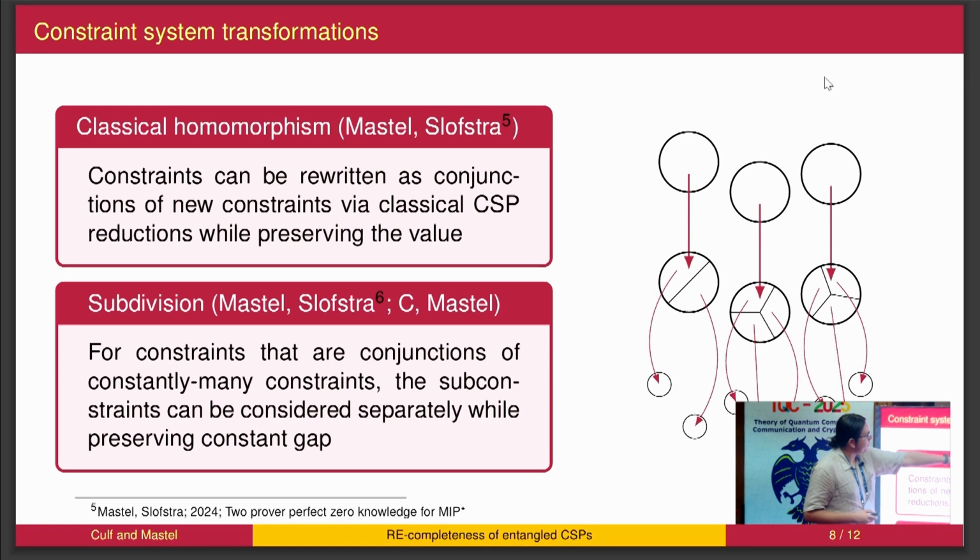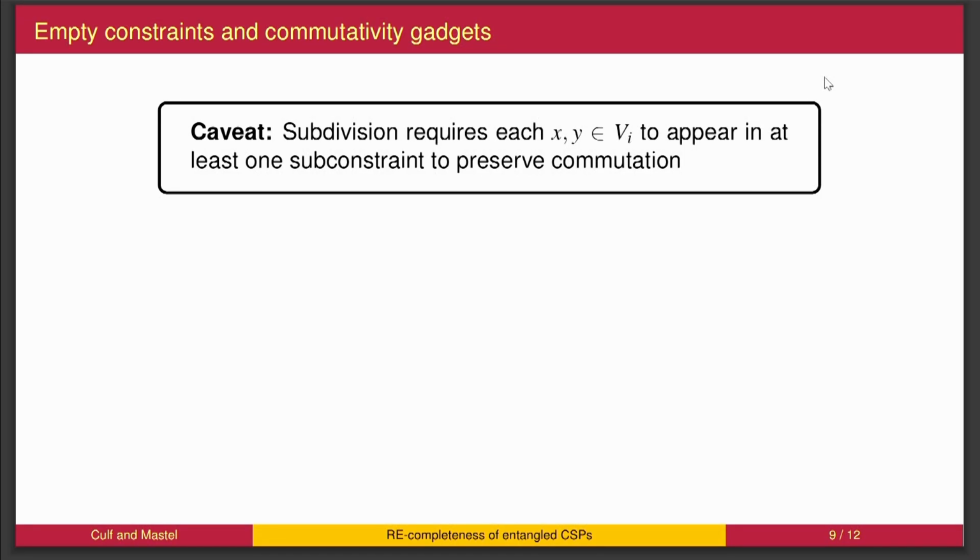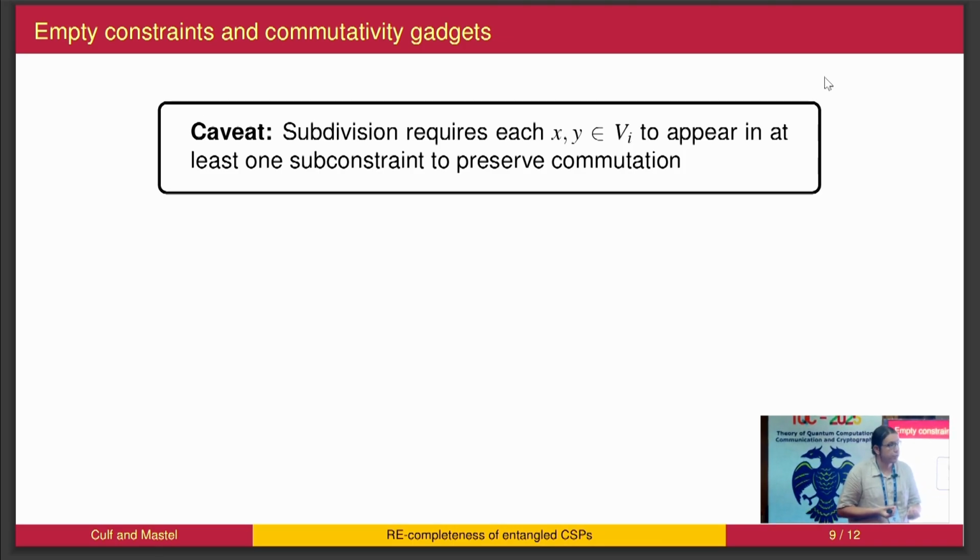So that looks like this. We've reduced from constraints of general form to constraints that have a specific form as conjunctions of constraints from a fixed CSP, and now to single constraints from the CSP. So we're working at the level of the CSP language at this point. However, for the second reduction, the subdivision reduction, there is an important caveat. For a single constraint, we know we need to have commutation between all the variables of the constraint. In order to guarantee an approximate version of that in this subdivided constraint system, we need to make sure that every pair of variables appears in at least one constraint.